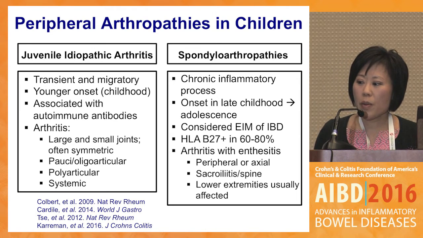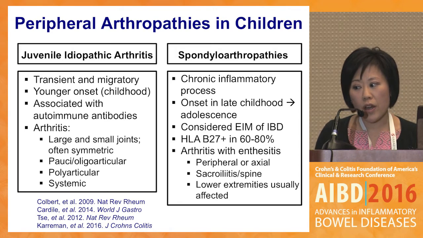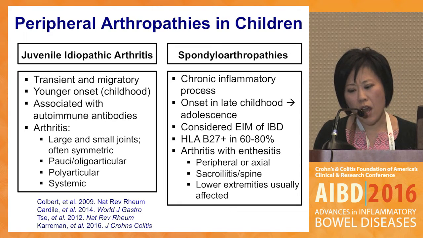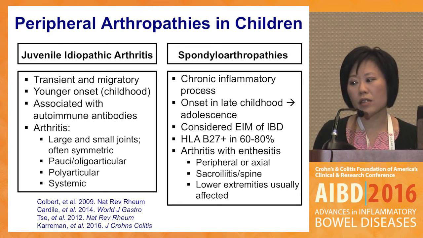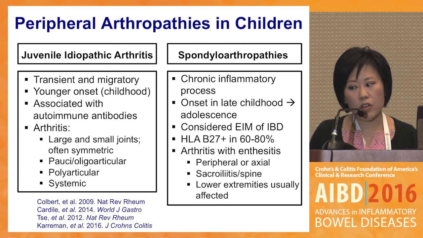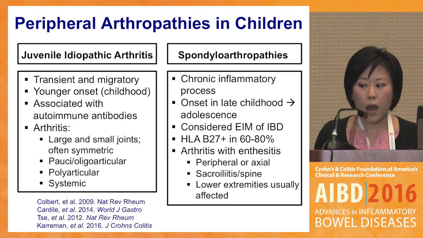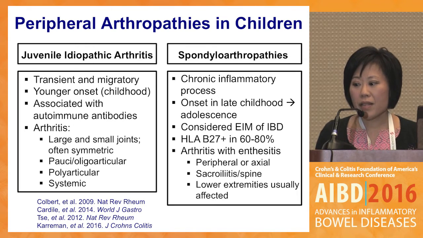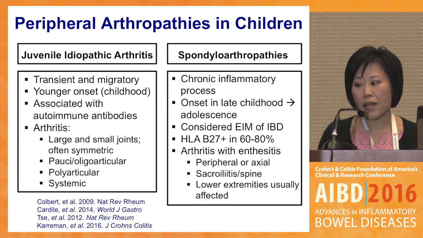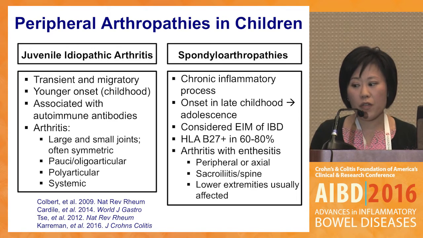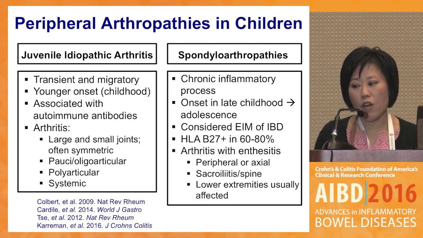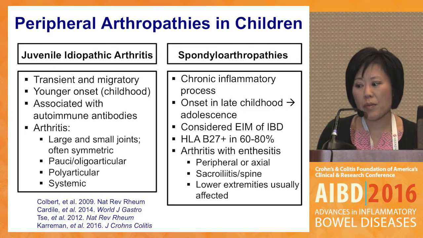So then when we talk about the spondyloarthropathies, it's a chronic inflammatory process, usually onset a little bit later in childhood to adolescence. This is truly considered to be an EIM of IBD, often HLA-B27 positive, but not always. And this is where you have the arthritis with the enthesitis. So it can be both peripheral or axial. Often you just start off with a sacroiliitis or some sort of spine involvement, and often the lower extremities are affected.